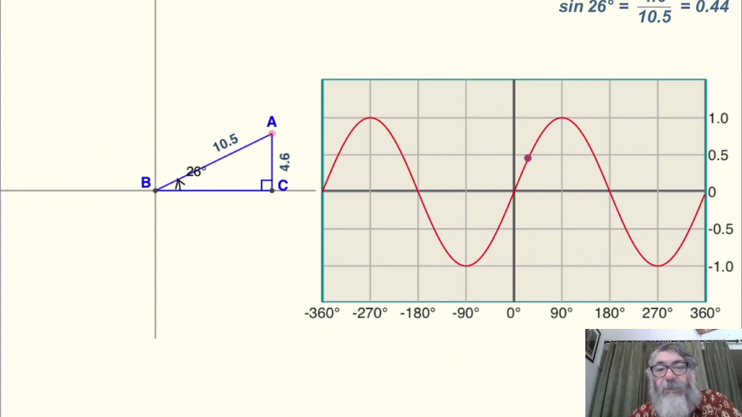BC is along the positive direction of the x-axis. CA is along the positive direction of the y-axis, and AB is always positive. So all the three sides of the triangle are positive.